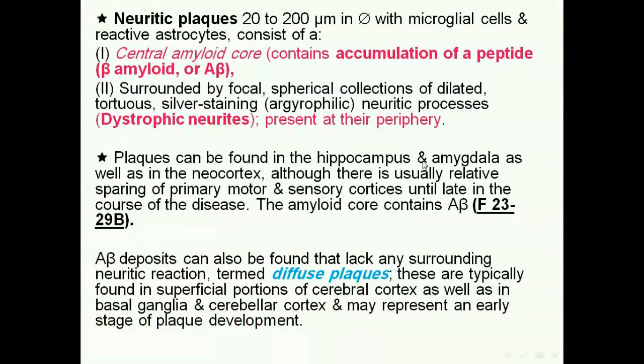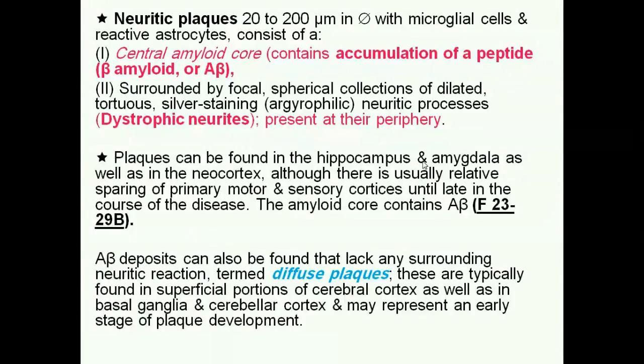Now back to here. We said that these neuritic plaques have a central amyloid core, which contains the accumulation of the peptide beta amyloid, surrounded by dystrophic neurites, which are argyrophilic. Argyrophilic means they take up the silver stain, which is why they are almost black in color, present at the periphery. You can see these plaques anywhere from the hippocampus, the amygdala, and the neocortex, but if you see them in the primary motor cortex or sensory cortices, then you know this is a later stage of the disease.